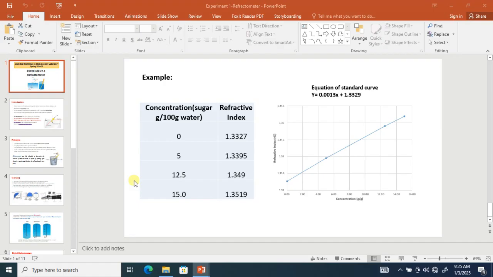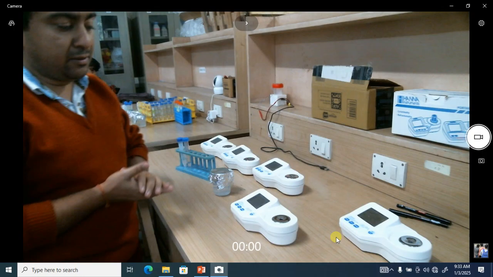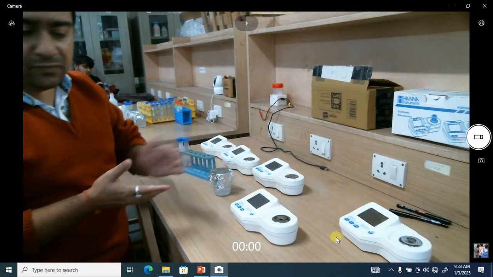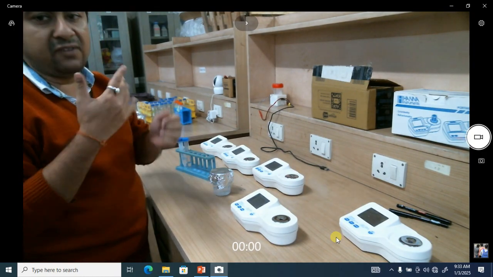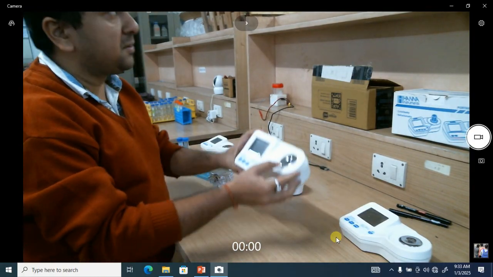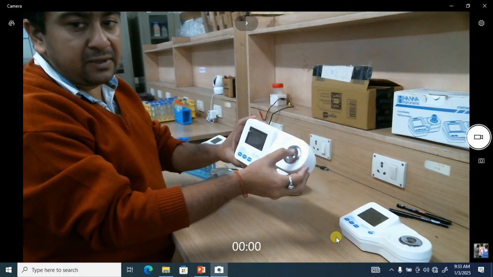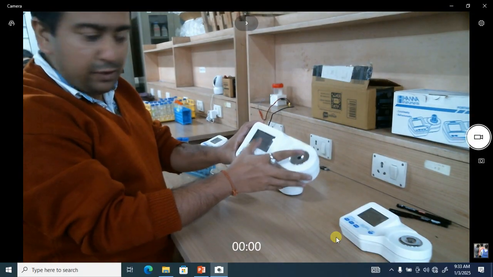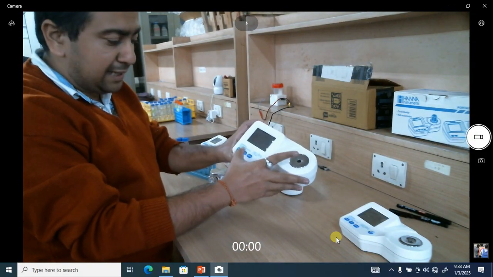Okay. So we'll proceed with the practical. This is the instrument which is used to measure the refractive index, or we can say a refractometer. So you can see from here, this part is the prism where we will keep the sample. This is the screen where we will see the display. And these are 3 options which I'll show you one by one.